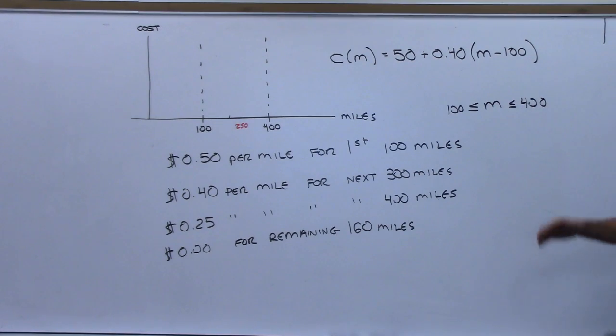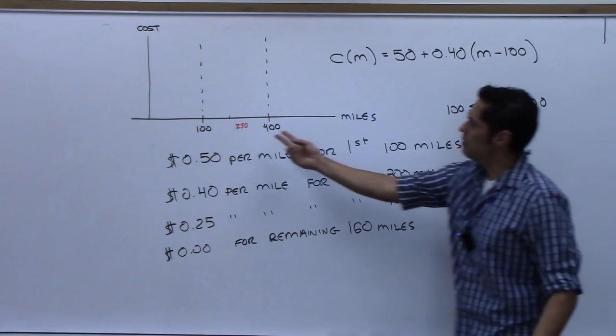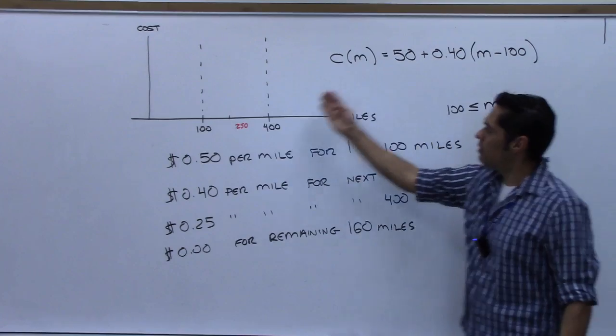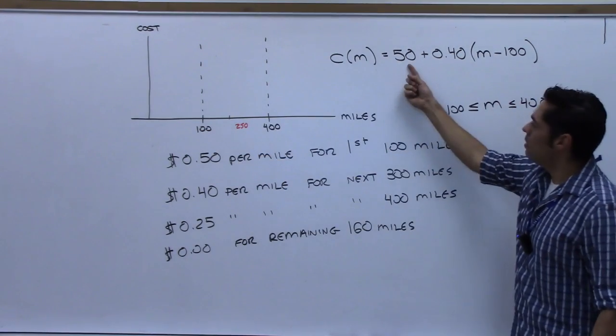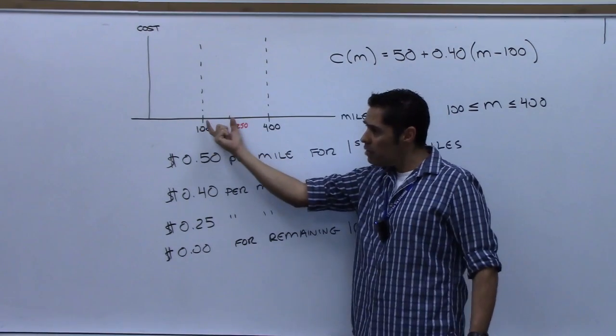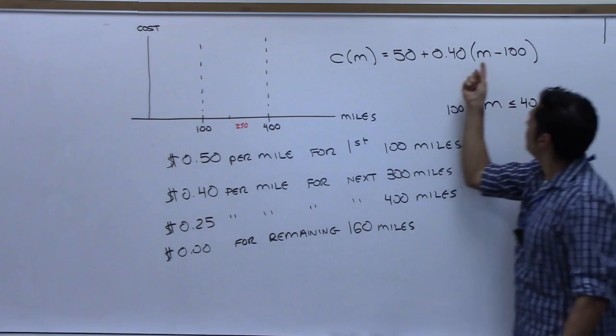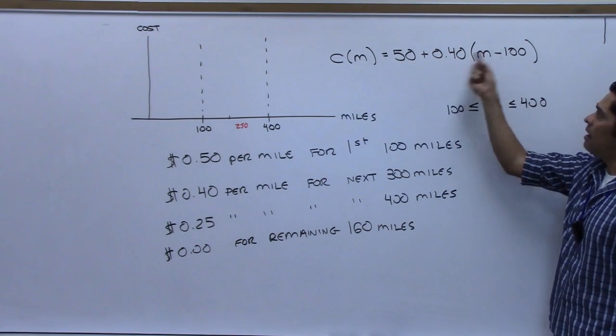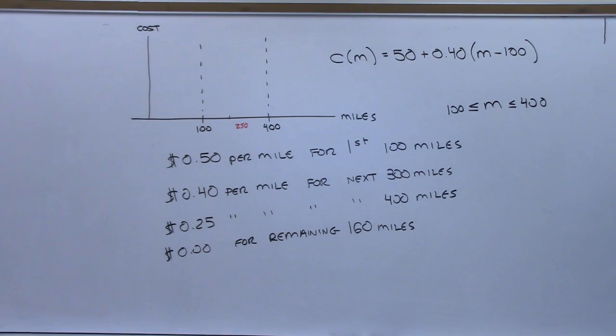So now if you plug in 250, right? You're going to spend the 50 bucks for the first 100 miles there, and then you're only going to pay 150 miles, which is this, right? At the 40 cents per mile. Yeah?